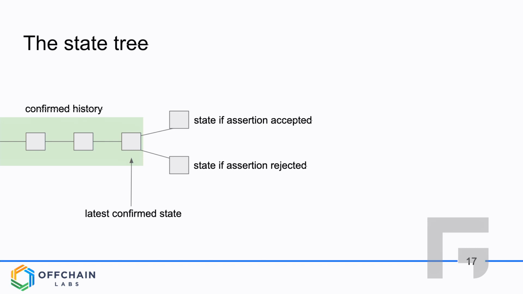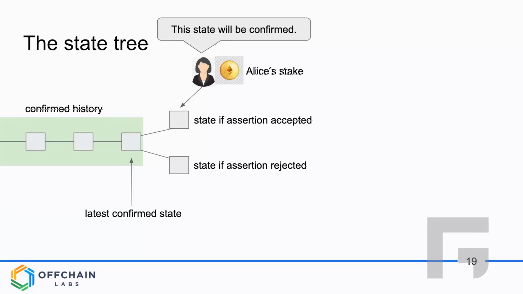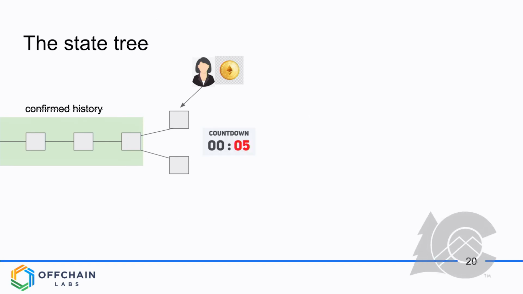Now, when Alice makes that assertion, she's required to stake on the node at the top there. And when she stakes on the node, she is saying that she is putting her money behind the claim that that state is correct. If that state is eventually confirmed, she'll get her stake back. If it's rejected, she'll lose her stake. So she has money at stake in doing this. Now, when Alice makes this assertion, she's claiming the state will be confirmed. A timer starts. And this is the period in which other validators have to check out Alice's assertion and to challenge it if they think it's wrong.